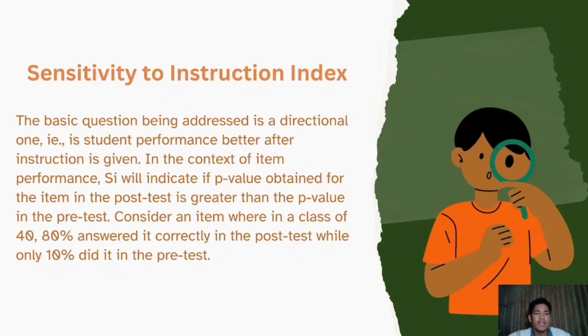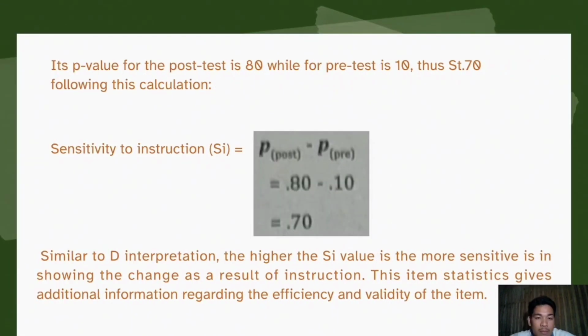Yun yung example. The basic question being addressed is a directional one. For example, if a student's performance is better after instruction is given, in the context of item performance, SI will indicate if the p-value obtained for the item in the post-test is greater than the p-value in the pre-test. Consider an item in a class of 40, where 80% answered it correctly in the post-test while only 10% did so in the pre-test. So we have here the example and the formula on how to calculate the SI. The p-value for the post-test is 80% or 0.80, while for the pre-test it is 10% or 0.10, thus SI is 0.70. Dito na-solve na niya yung SI.